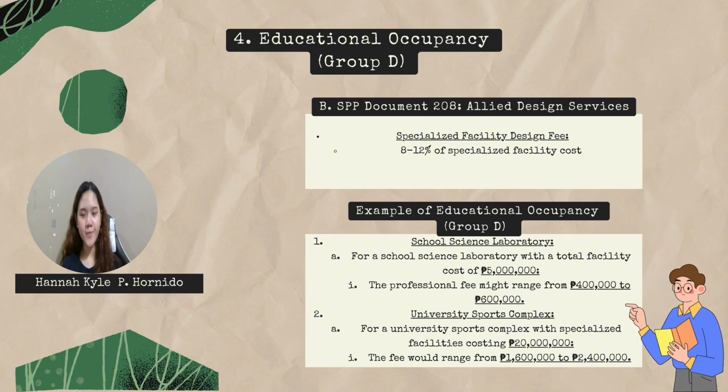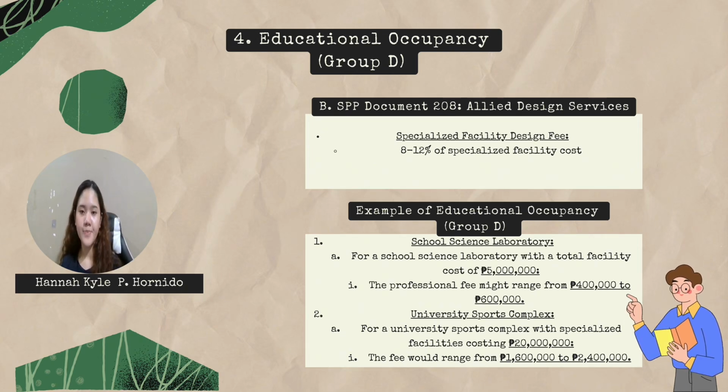According to SPP Document 208, the fee for designing these specialized facilities typically ranges from 8 to 12% of the total specialized facility cost. This category includes spaces like science laboratories, multimedia rooms, and sports facilities, which require unique design considerations to meet educational needs.